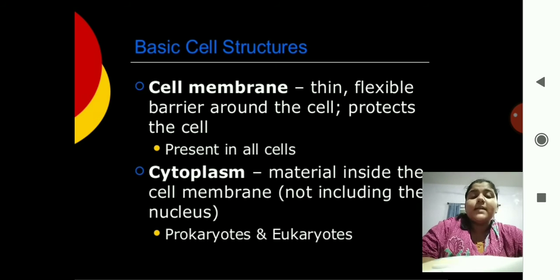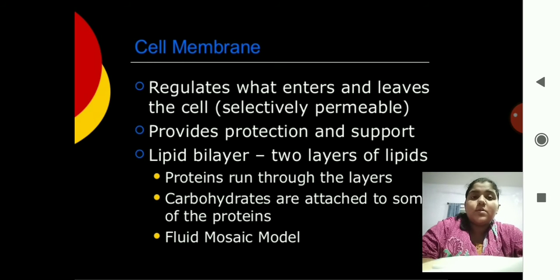Next there is the cytoplasm. Cytoplasm means what? It is the material inside the cell membrane. It is not present in the nucleus, but the material around the nucleus is known as the cytoplasm. It's a sticky liquid substance, and it is present both in prokaryotes and eukaryotes.